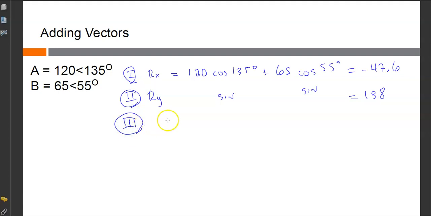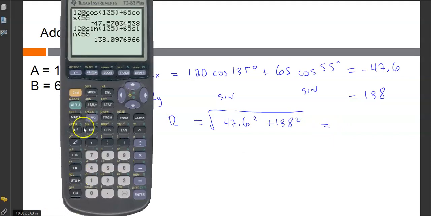Step 3, you're going to take the 2 numbers you just got and run them through the Pythagorean theorem. And my suggestion here is to just leave the negative sign out. You're going to square it. It's going to be positive anyway. 47.6 squared plus 138 squared, and just run it like that. And I'll show you why here.